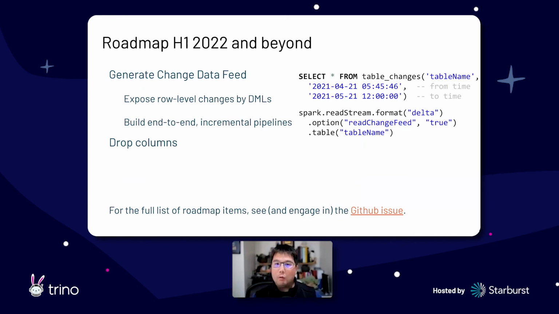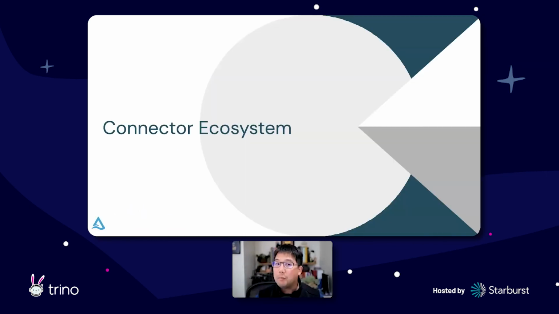And then, other things that we definitely want to be adding, things like generating the change data feed. Change data feed is a popular feature that's also being included as part of the roadmap, as well as drop columns. Like I said, these slides, by the way, will be available to everybody. So if you want to see the full roadmap items, just look at the GitHub issue or go to delta.io/roadmap.